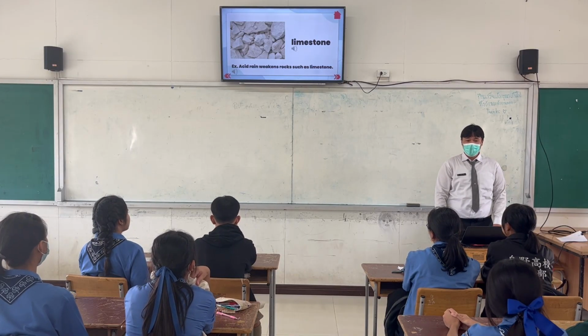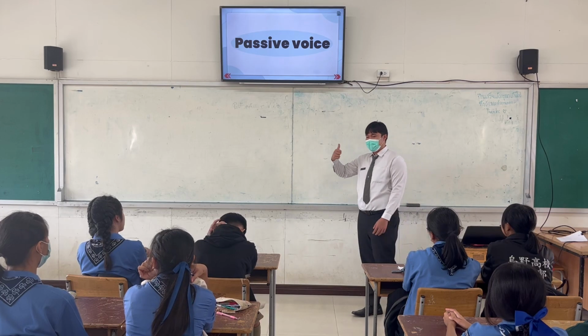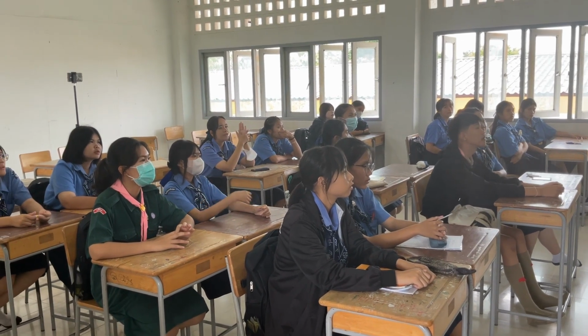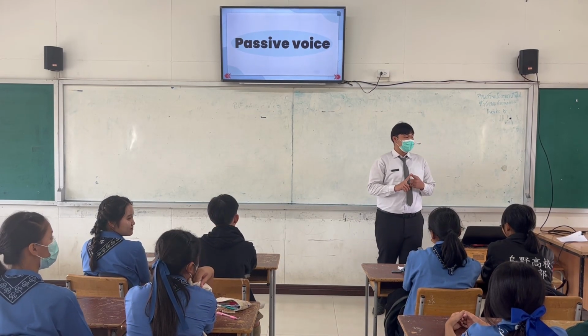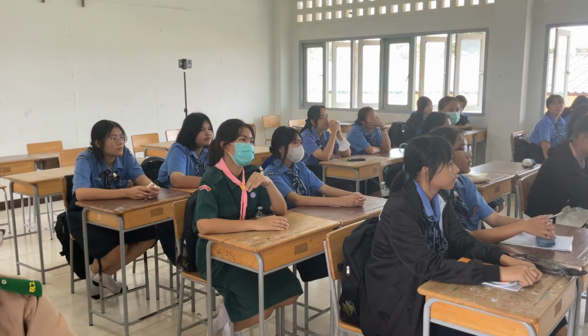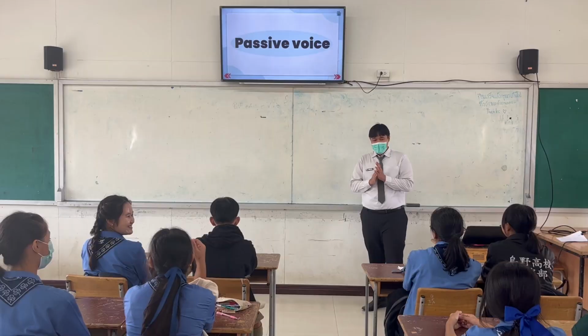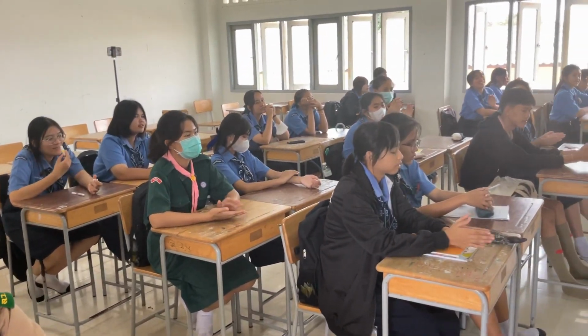And I will ask you, how many words did we learn in vocabulary? Five. Nice. Okay. First, surface, right? And second, weathering, nice. And the third, expanding, right? Okay. And next, acid rain, nice. Okay, for the last, limestone. Okay, good job. Everyone, clap your hands for yourself.